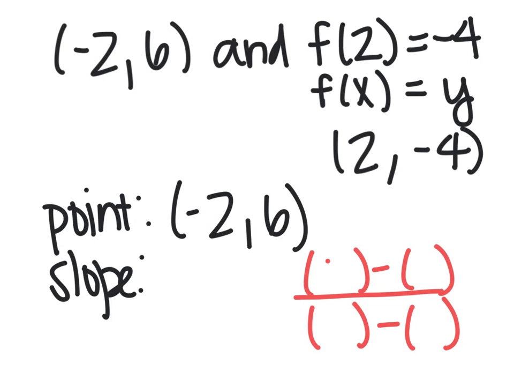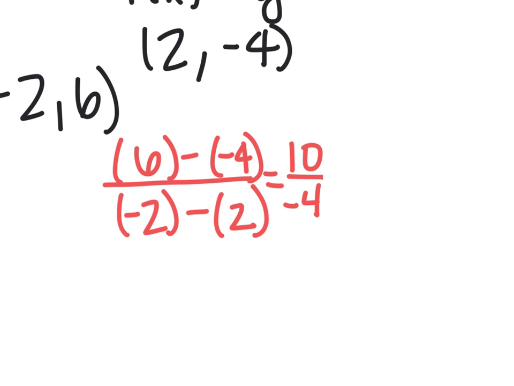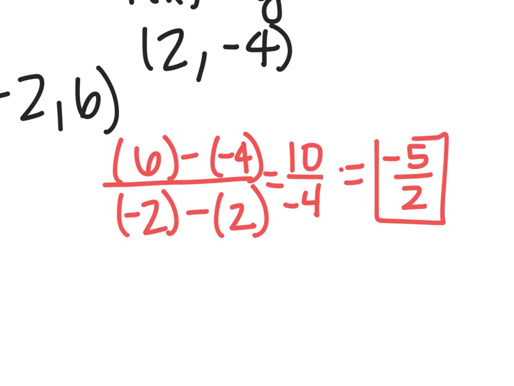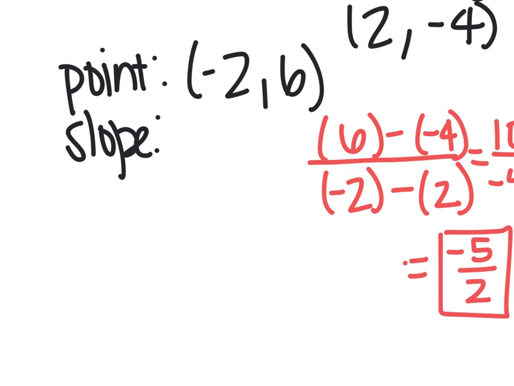So my y's are 6 and negative 4. My x's are negative 2 and positive 2. So on top I have 6 minus negative 4, which is going to give me positive 10. And on bottom I have negative 2 minus 2, which is negative 4. I can reduce that, and I end up with a slope of negative 5 over 2. So that is my slope of my line. So I'm going to go back here and fill that in. Negative 5 over 2 is my slope.